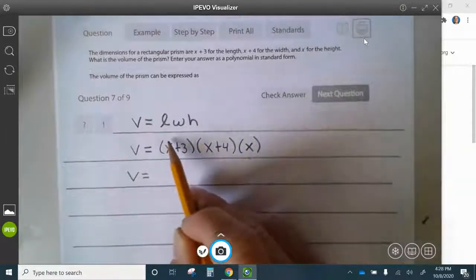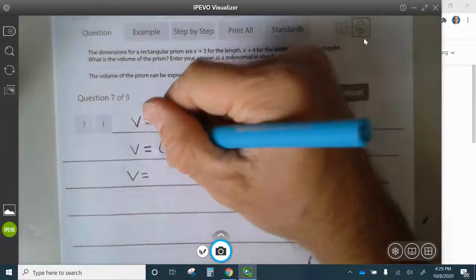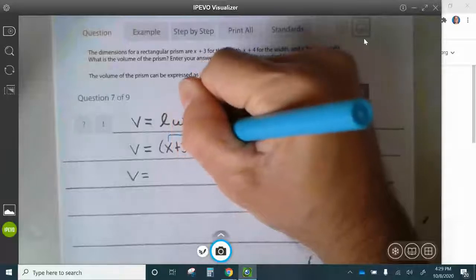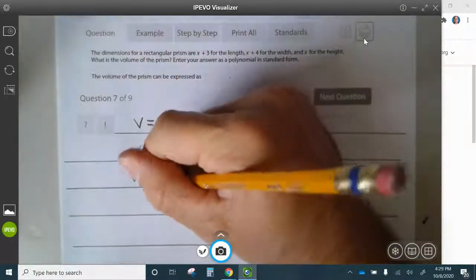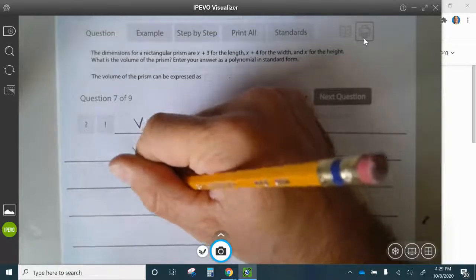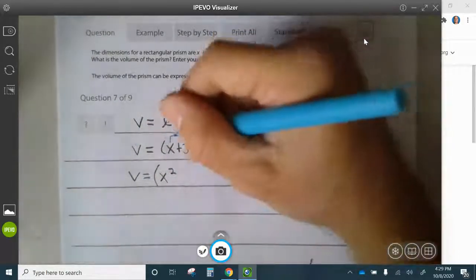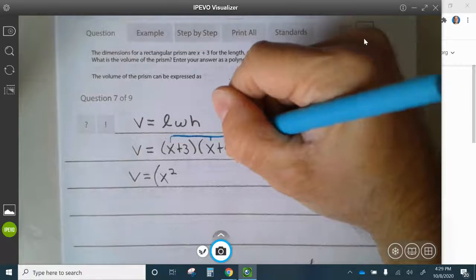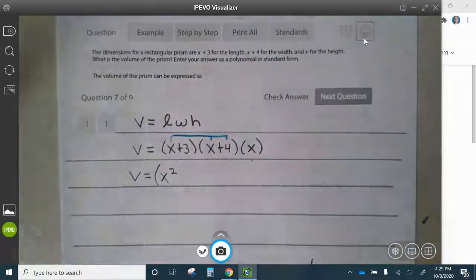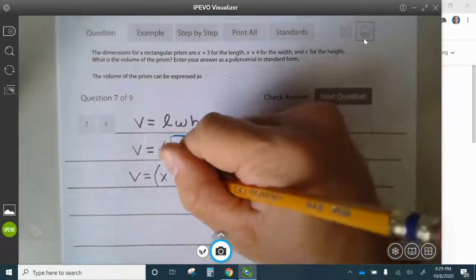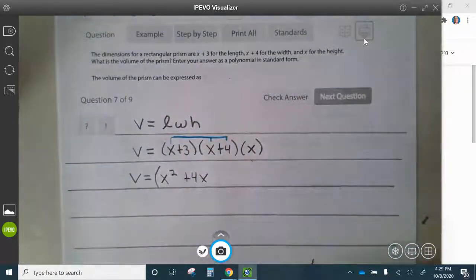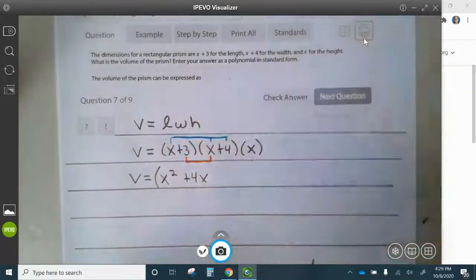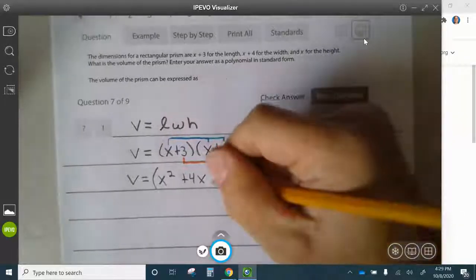I'll put that in parentheses. And then x times 4 is 4x. Okay, now we're going to multiply 3 times x, which is plus 3x. And then we're going to multiply 3 times 4, which is 12. And that's going to be multiplied times x.